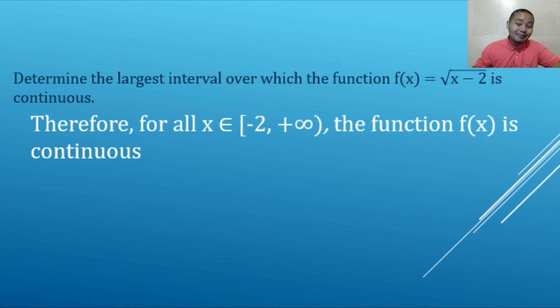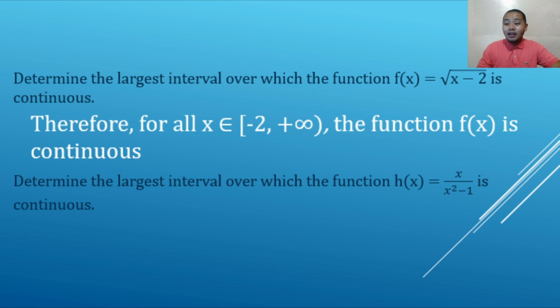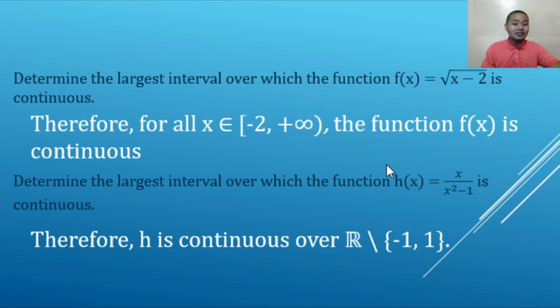Okay? Sunod, next example tayo. Determine the largest interval over which the function h of x is equal to x over x squared minus 1 is continuous. So, yung function natin dito is a rational function. So, again, kukunin lang natin yung domain yan. Paano ulit kinukuha yung domain ng rational function? Yung sa denominator must not be equal to 0. So, if we're going to equate yung denominator natin by 0 or x squared minus 1 is not equal to 0. Okay, solving for x and makukuha natin doon positive 1 and negative 1. So, therefore, h is continuous over all real numbers except for negative 1 and 1. Okay?